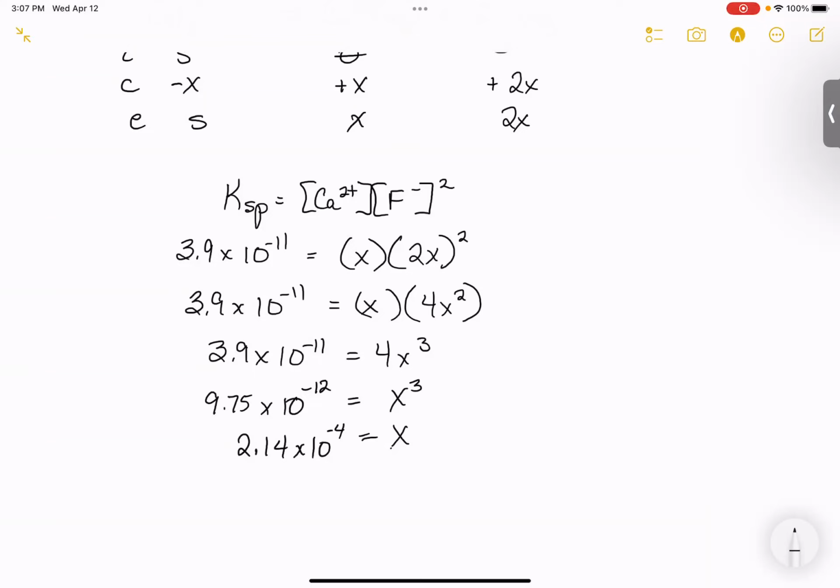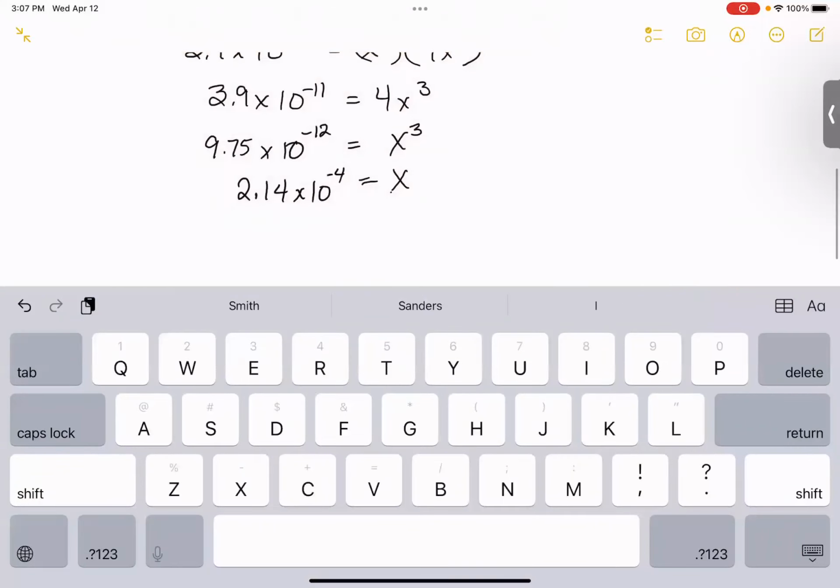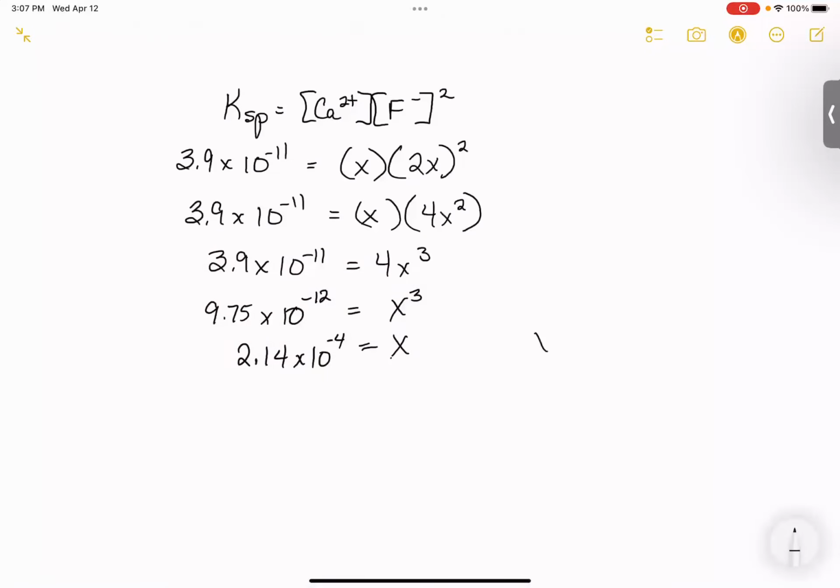So this, folks, anytime you solve for x, x is the molar solubility, because it's literally describing the molarity of the calcium fluoride that is soluble in water.